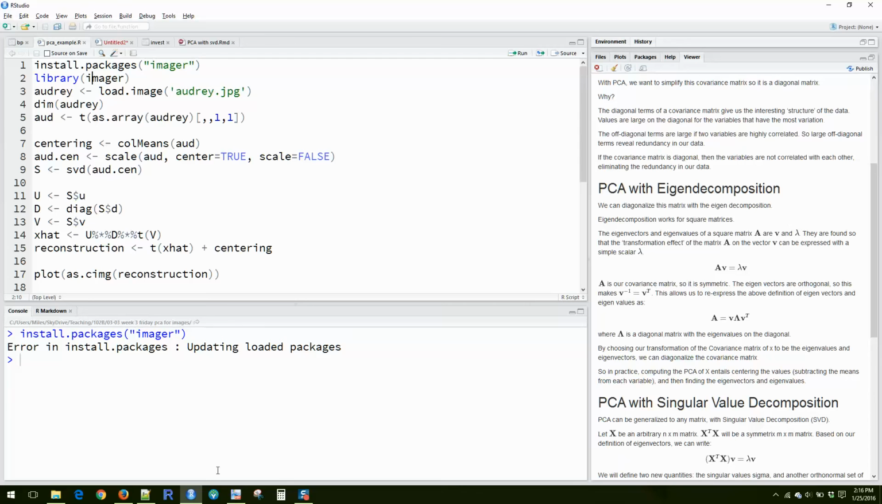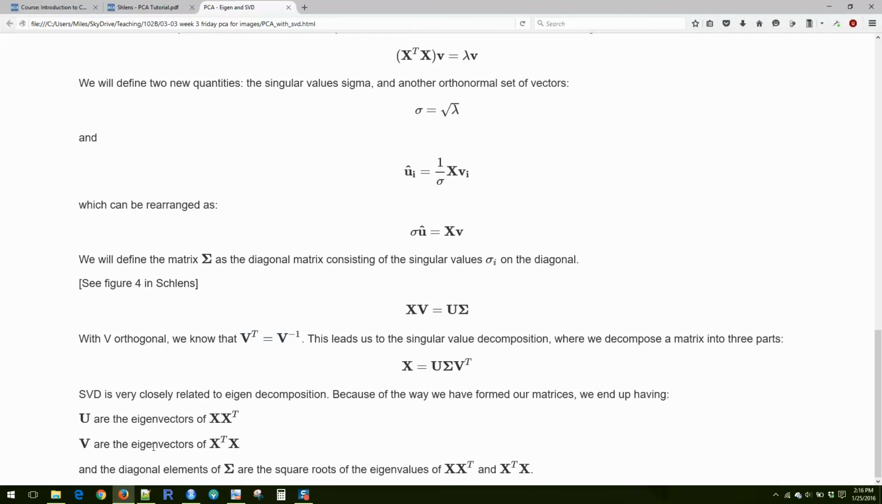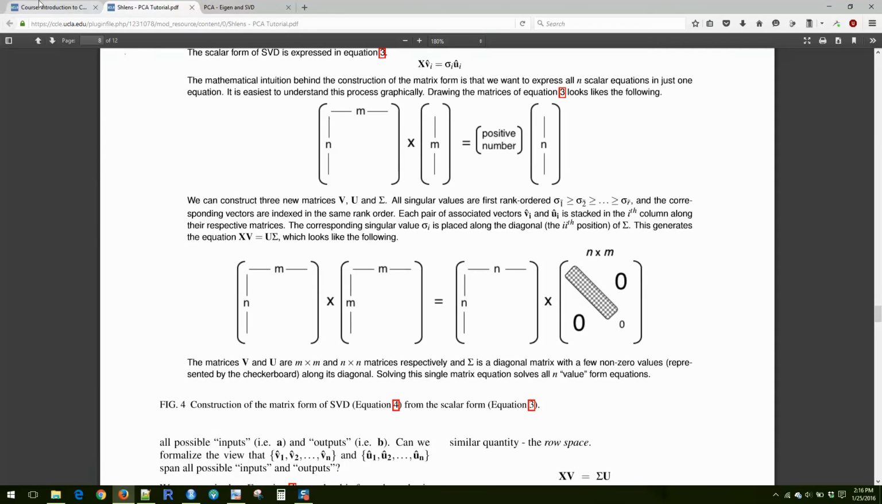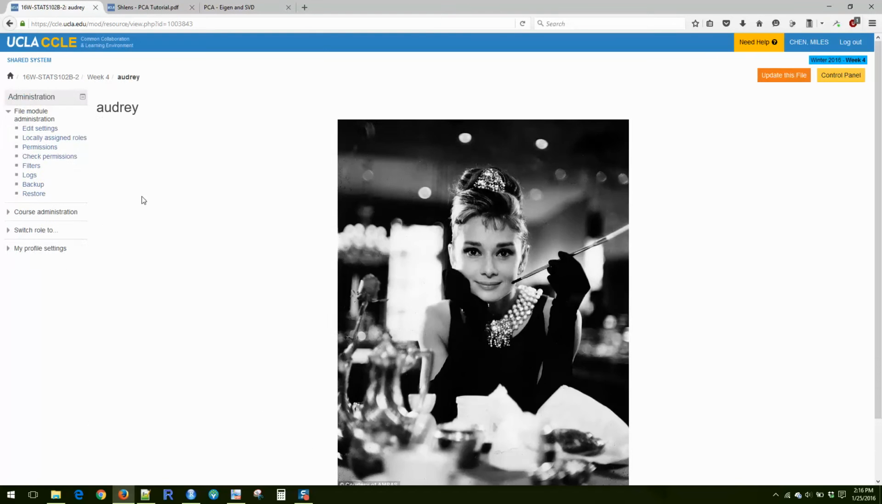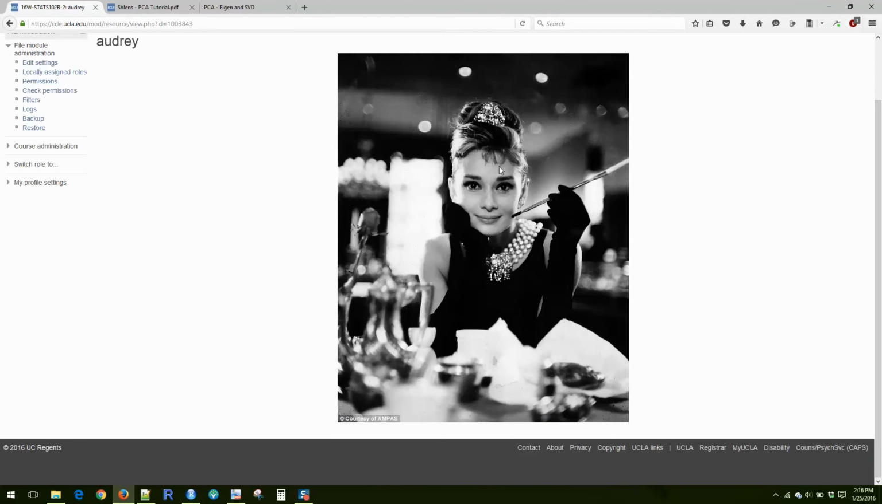So you want to install the package Imager, okay? What this does is it reads in image files and turns them into basically a matrix. It's just a picture of Audrey Hepburn from Breakfast at Tiffany's, okay? Just a classic photo here.